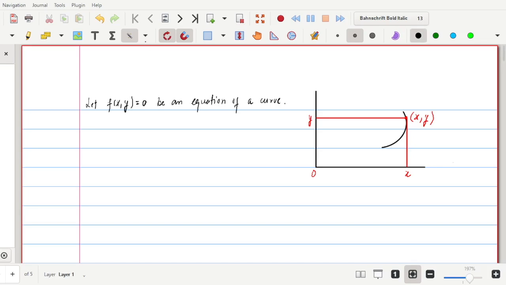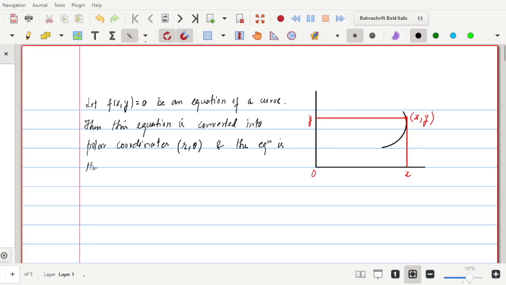Now if we convert this equation into polar coordinates, using a kind of conversion, this equation is converted into polar coordinates, which are represented by (r, theta), and the equation is then given by r = phi(theta). Now first of all, here we try to understand what this r is and what this theta is.